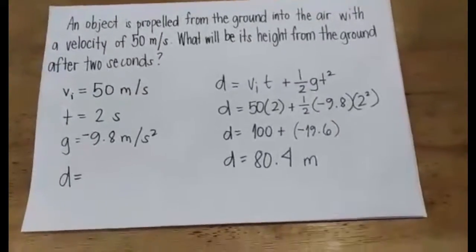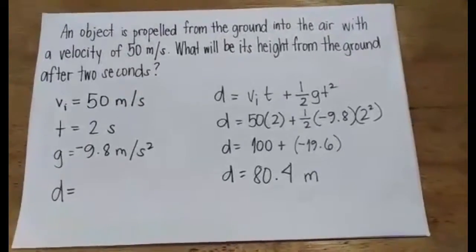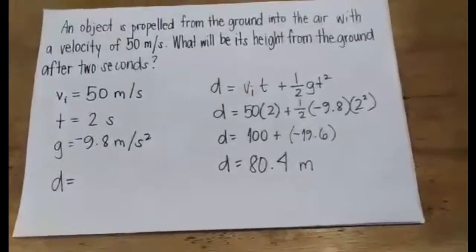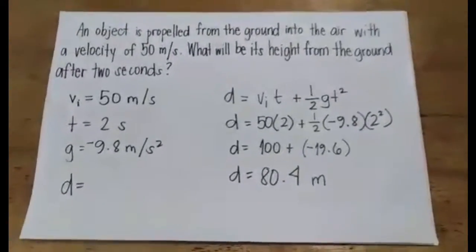So there you have it, guys. The answer is 80.4 meters, which means the object will be 80.4 meters above the ground after 2 seconds.